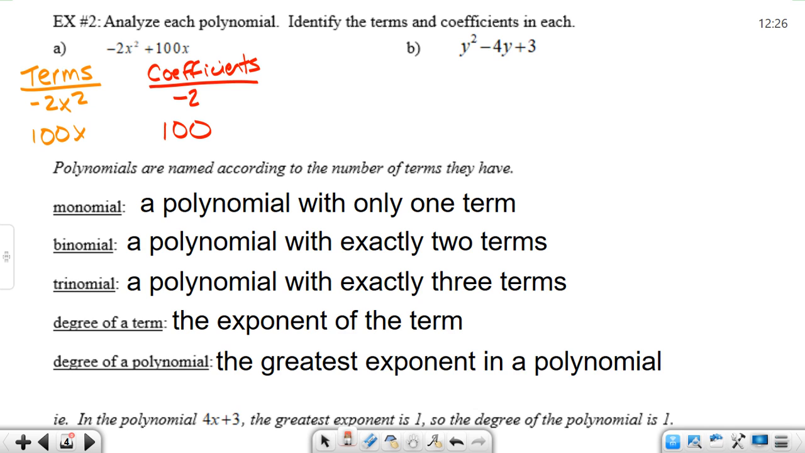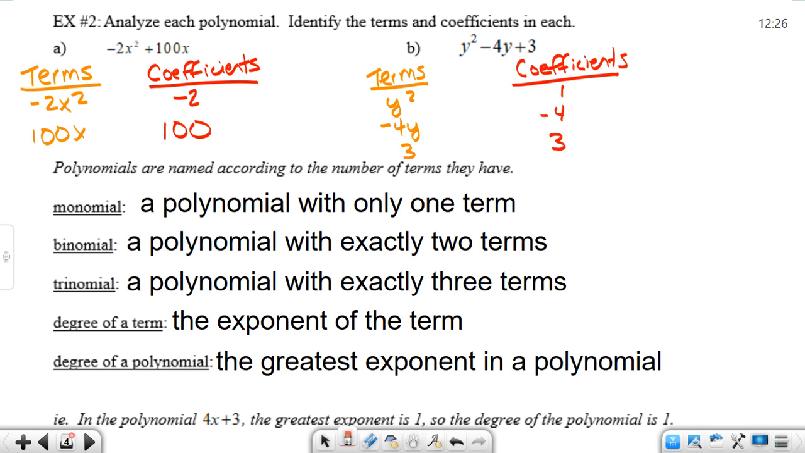Now if we jump over here to B, we have a polynomial with 3 terms in it. And our terms are y squared, negative 4y, don't forget to take that negative, and positive 3. And again, our coefficients for each of these terms. So for y squared, remember there's that invisible 1 out in front. Negative 4y is going to be negative 4. And then 3 is simply 3.